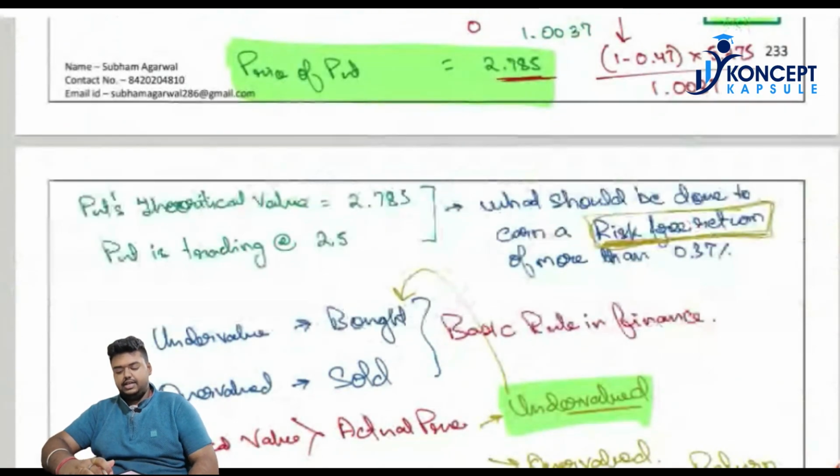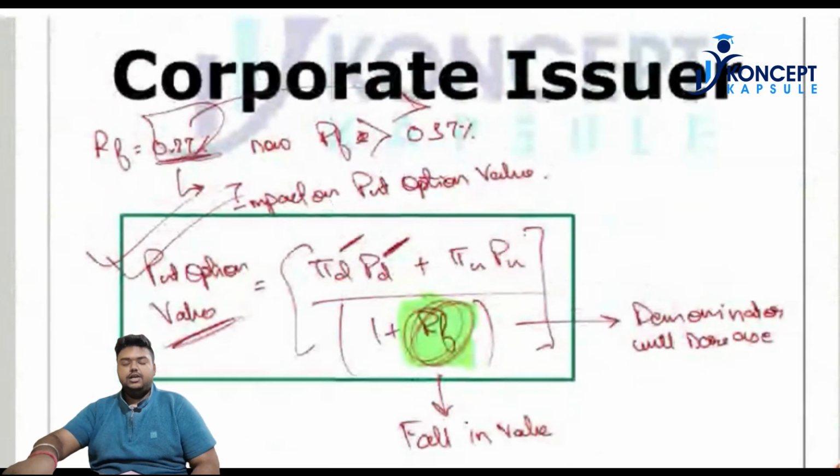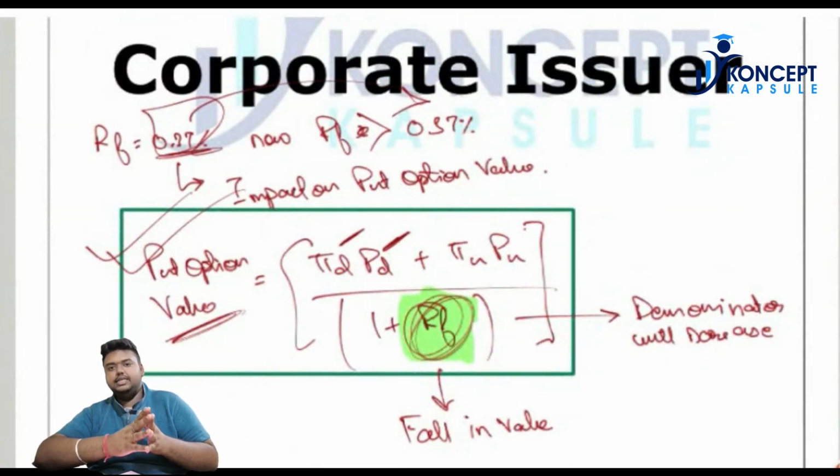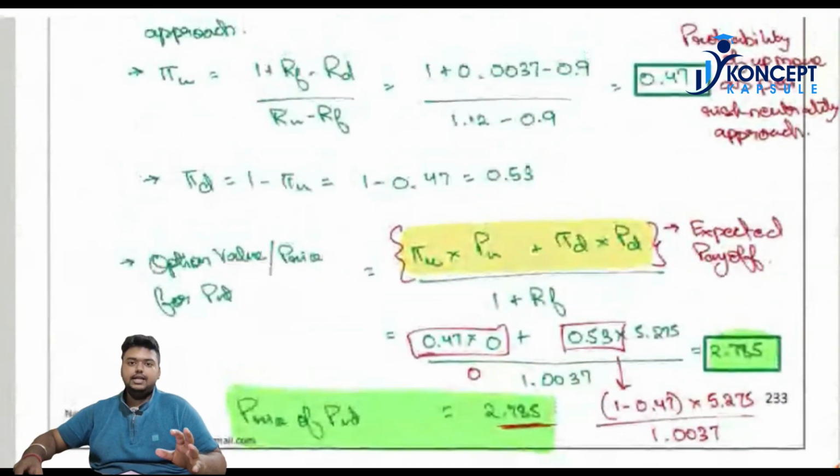Guys, are we clear? Guys, I hope with the explanation, example and the questions we have solved, binomial model is completely clear to you guys.